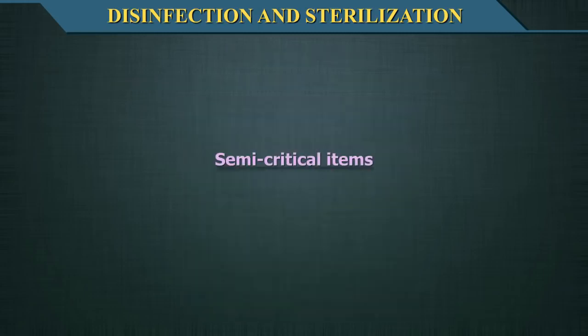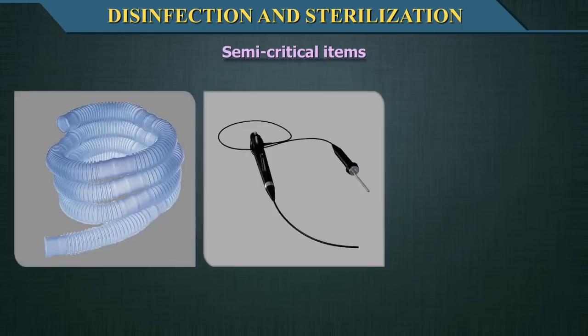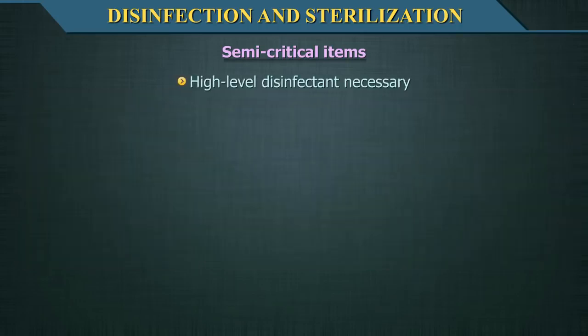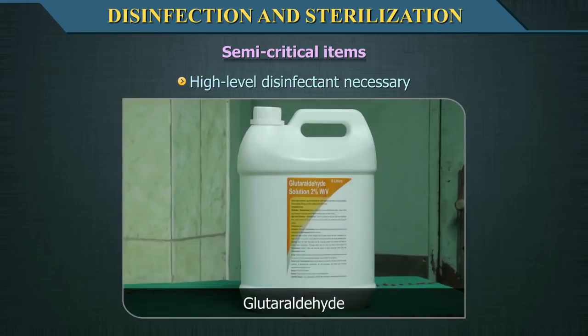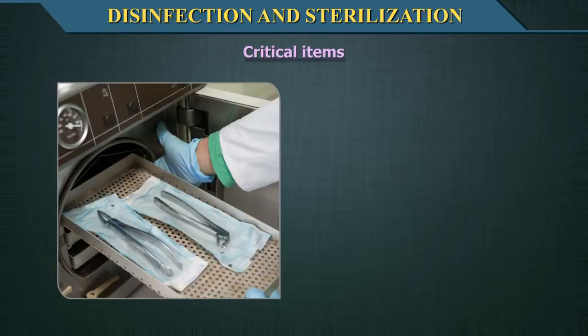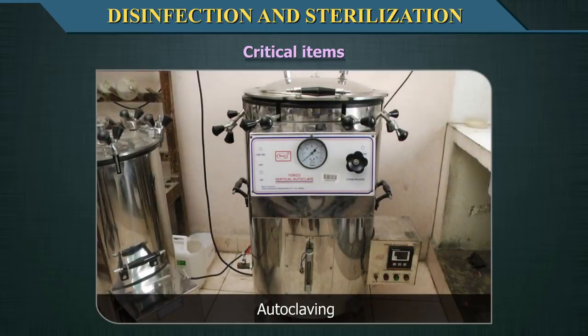Semi-critical items come in contact with mucous membrane and non-intact skin, for example, respiration tubings, bronchoscopes, endoscopes. High-level disinfectant is necessary, for example, glutaraldehyde. Critical items enter tissues or the vascular system, for example, surgical instruments and vascular catheters. Sterilization is necessary, for example, autoclaving or ETO sterilization.